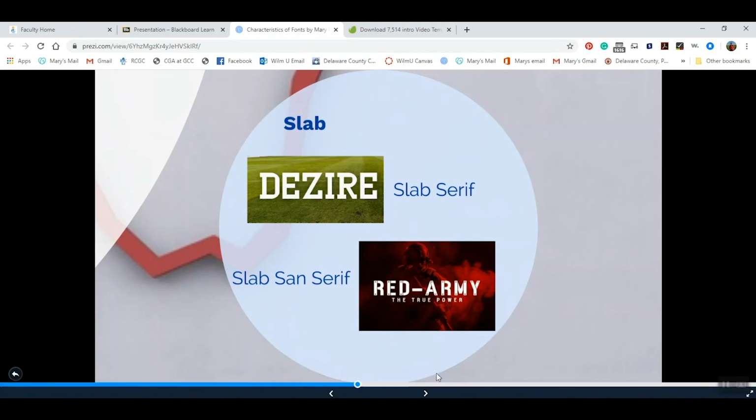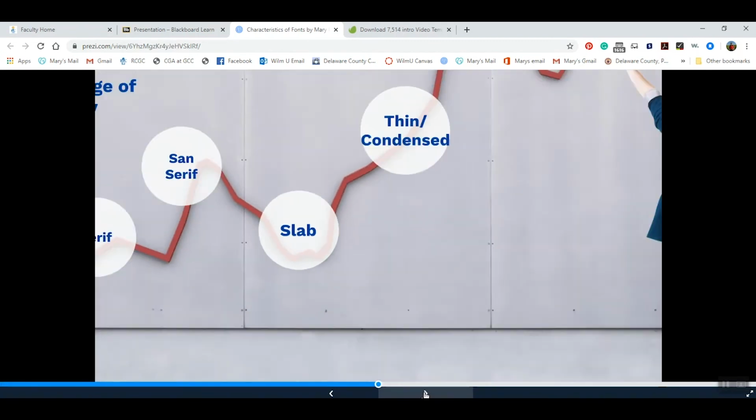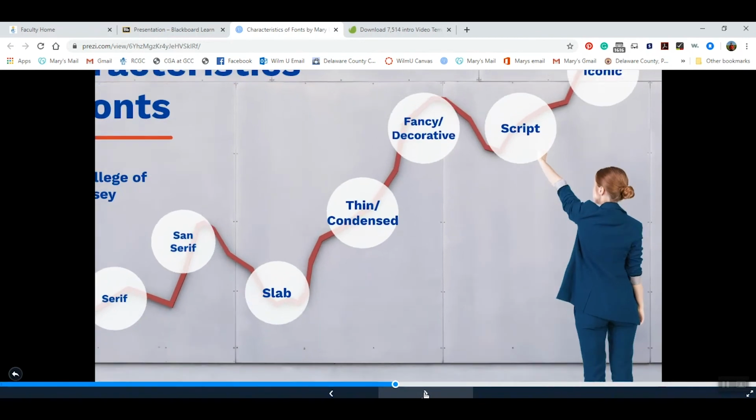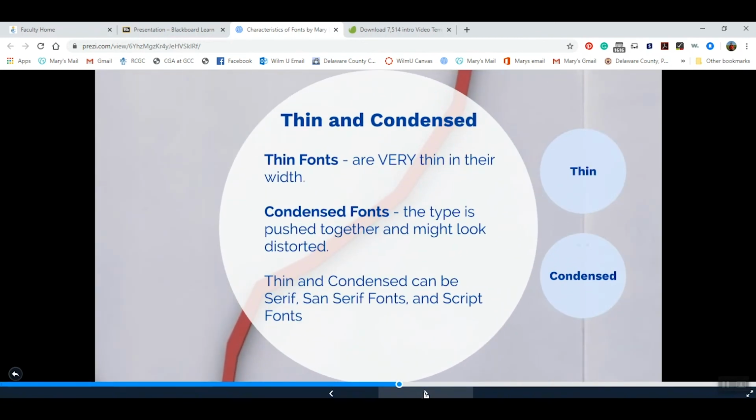The next designation we put on type is thin or condensed. Again, these are going to be applied to serif and sans serif fonts. A thin font is very, very thin in its width, and condensed basically looks like it's been pushed together or smushed together. So let's see some examples.